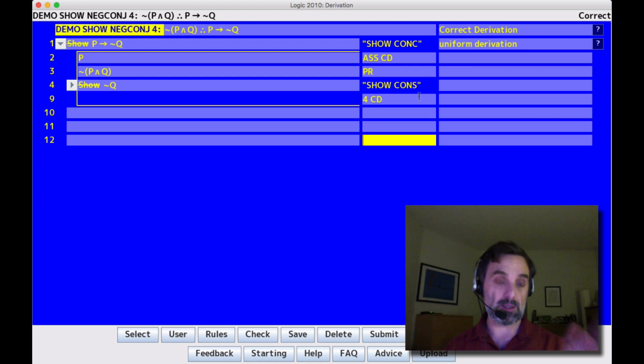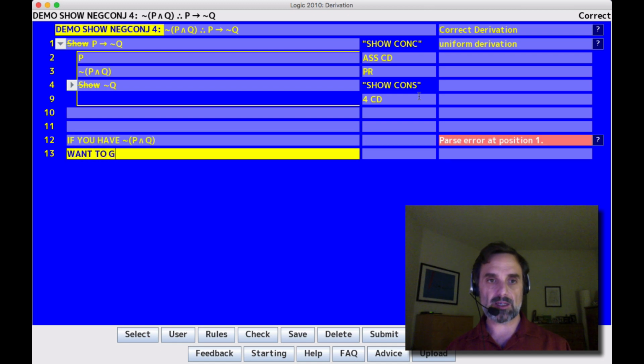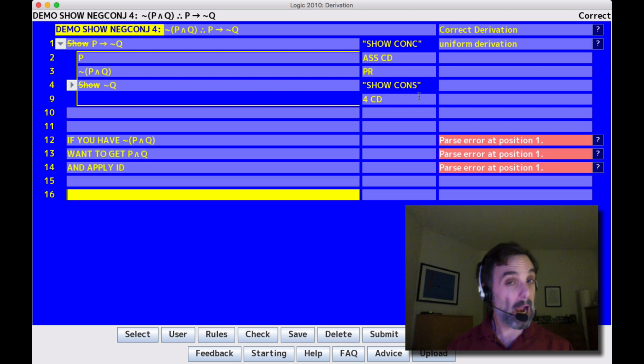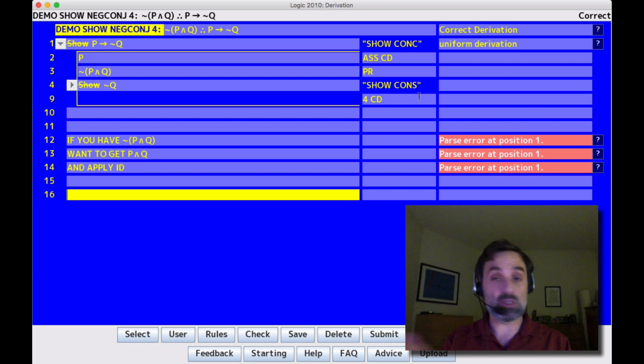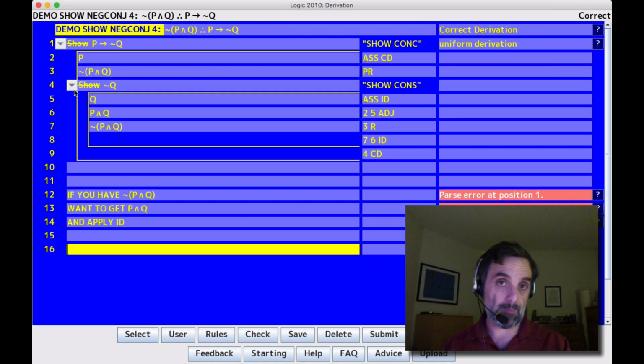But the fundamental thing is working with negations of conjunction. So if you have the negation of a conjunction, then you want to get P and Q and apply ID. And how are you going to get P and Q? Well, we talked about that in the previous video. Maybe you just have the P's and the Q's, as you more or less do in the problems we've been looking at. Or maybe you have to do more involved stuff to get them. But you want to get them one way or another, and then you apply ID. So that's how you want to work with the negation of a conjunction.